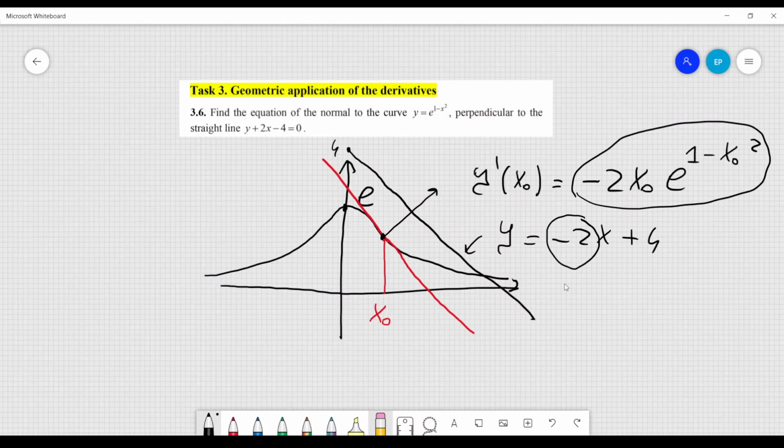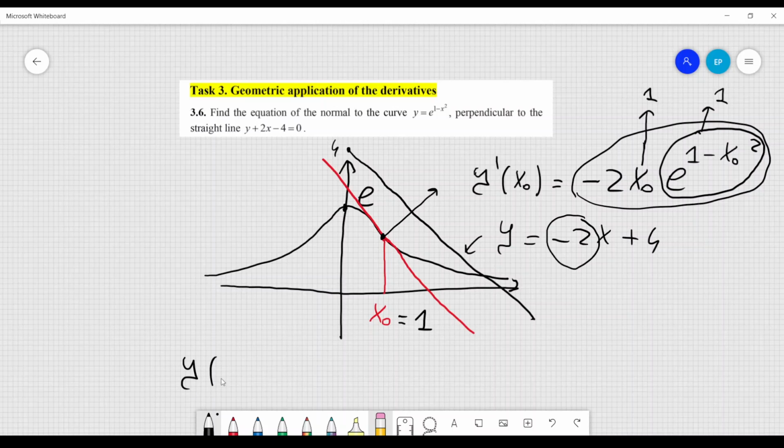So if you set x0 equal to 1, this exponential will be equal to 1 as well at x0 equal to 1. So the slope will be minus 2, which is exactly this slope here. So x0 here is equal to 1.